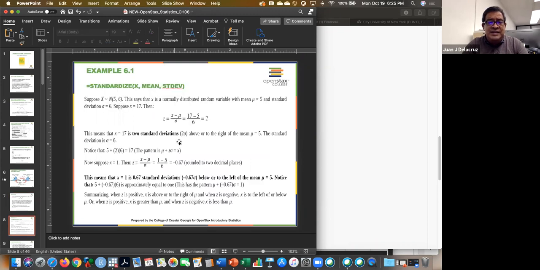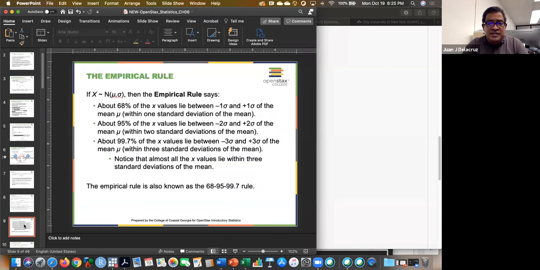So we look at this case. We have a random variable that follows a normal distribution with a mean of 5 and a standard deviation of 6. We are looking for number 16. Let me just skip this because that's what we did before. This is also very important because we are going to be following the empirical rule.